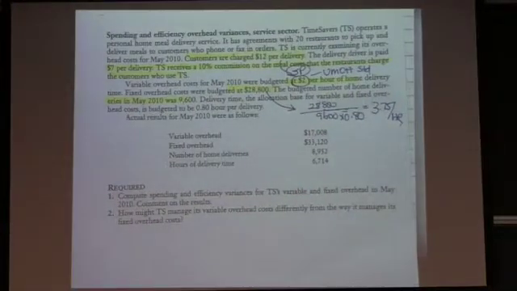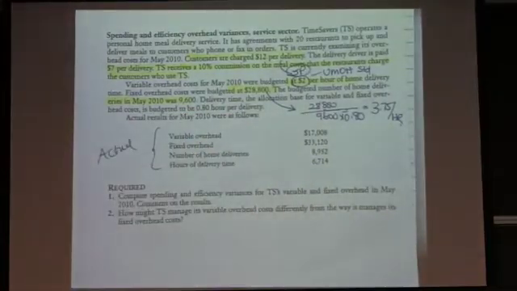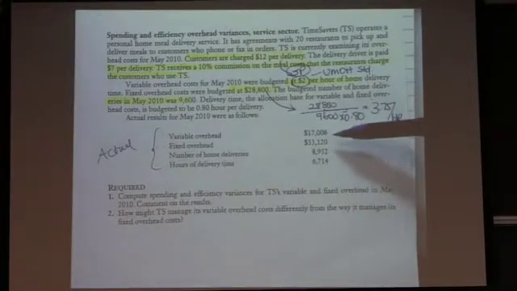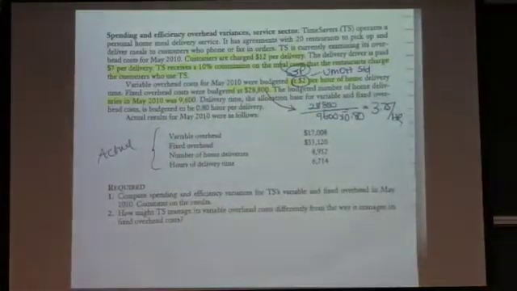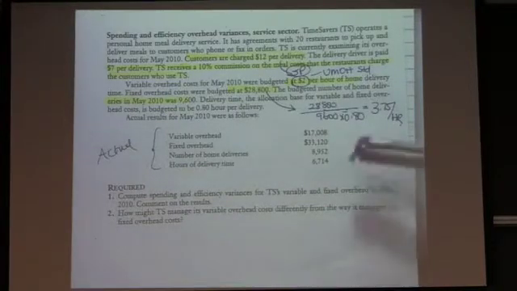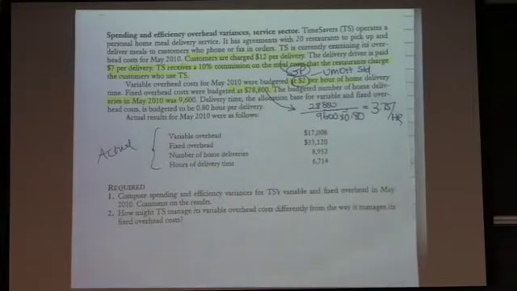Here are the actual results. We end up with 17,008 of variable overhead. That's how much we spent. Fixed overhead is 33,120. The number of deliveries went from 9,600; we actually only did 8,952 deliveries. And the number of hours that it took us to deliver is 6,714. So the first part is asking us to compute these variance analyses. So let's do that.